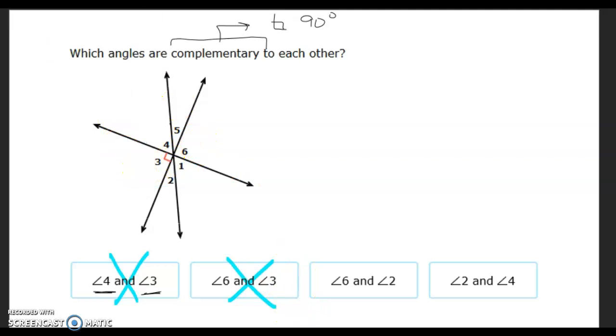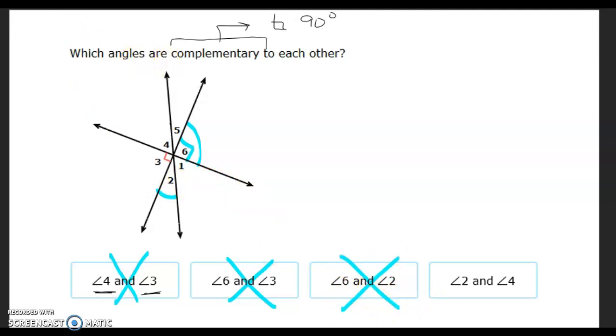All right, let's try another one. Angle 6, which is here, and angle 2. Now, the first thing to remember is angle 6 is a perfect vertical angle to angle 2. So angle 6 equals 90 degrees itself. So because that happens, it's going to be more than 90. We can't go there either.